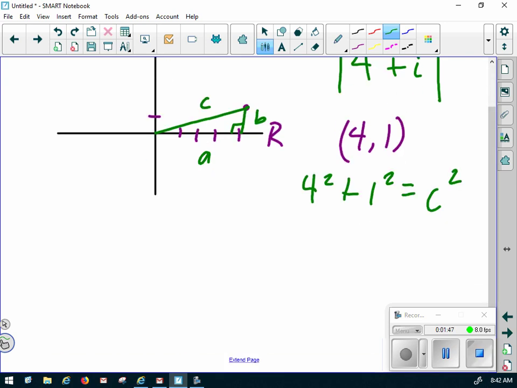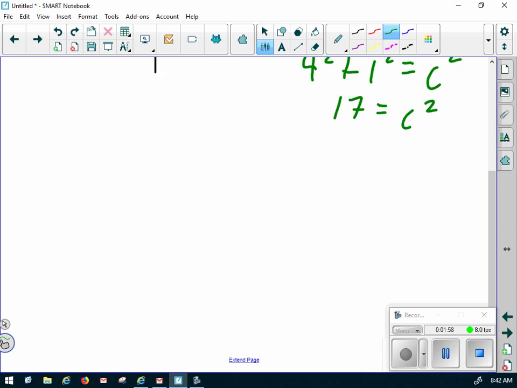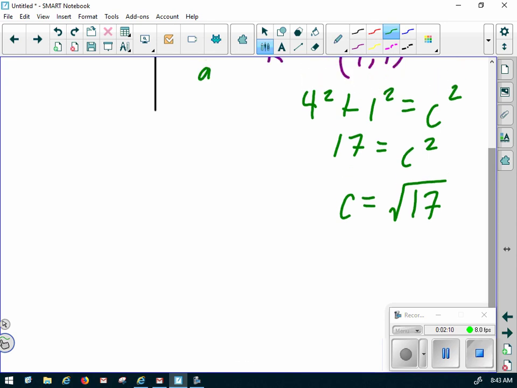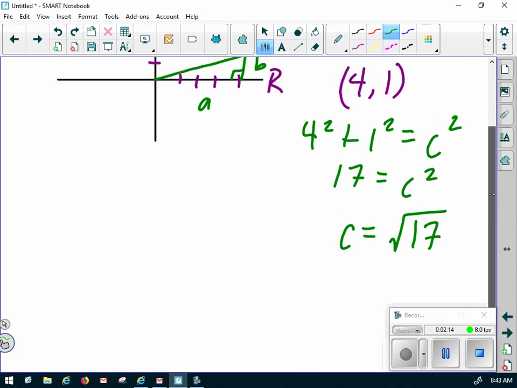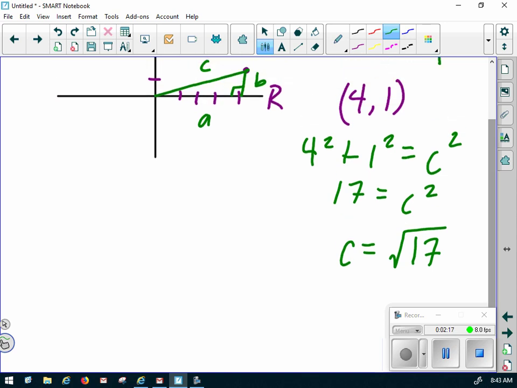What do we get? 16 plus 1? Right? So what is c? Now, normally we would say c is plus or minus the square root of 17. Why am I not going to say minus the square root of 17 here? Why does it have to be positive? Because it represents what? Distance. Can distance be negative? No, distance cannot be negative.